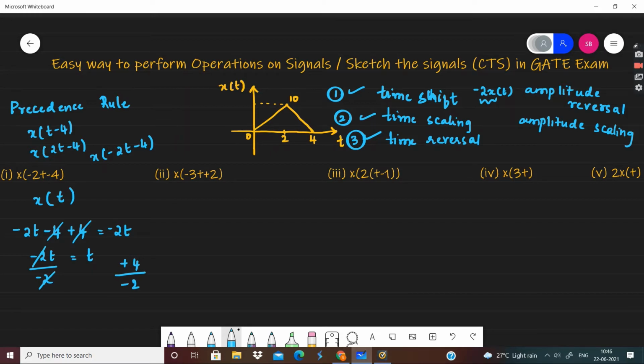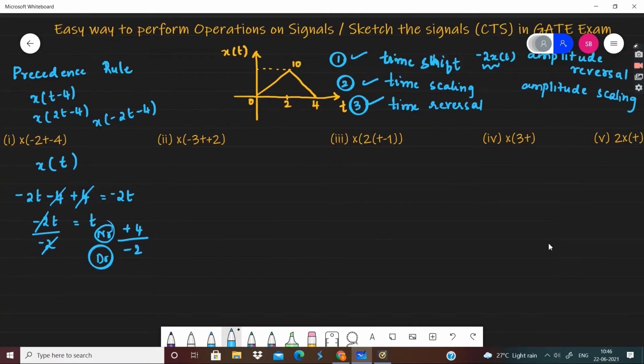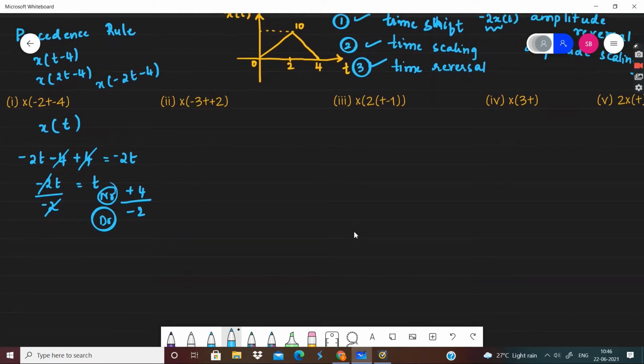So this is the addition and this is the division I am going to do for these signals. In the numerator I have added 4 and in the denominator I have divided by -2. For the given signal, which starts from 0 and continues till 4, I will perform this operation for all the time points 0, 2 and 4.